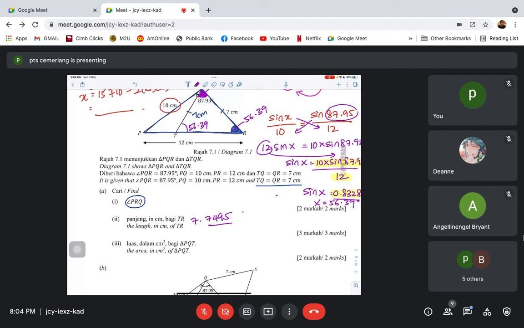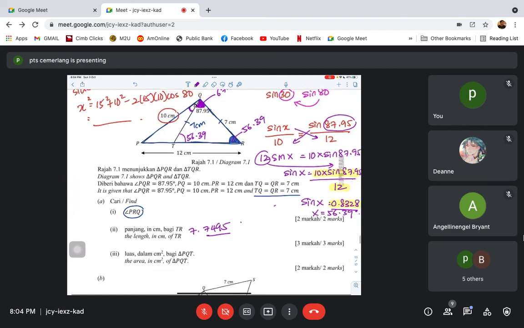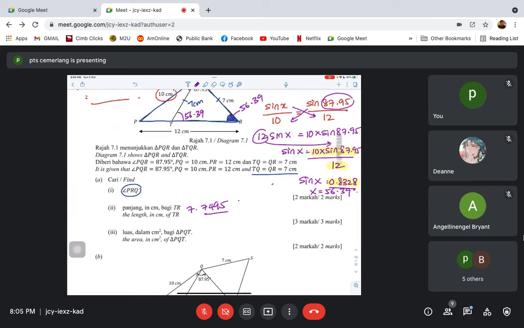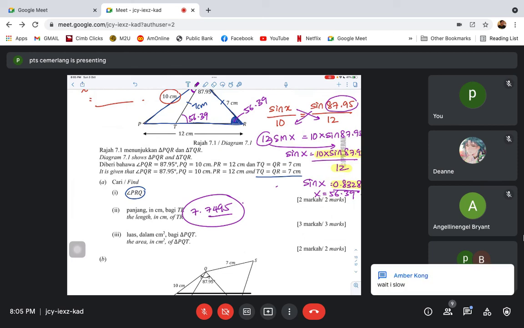This one also you can use your formula of triangle, and supposedly you can get the answer for PQT. You can try that out first. Actually, you can use this angle. Before we look at question 3, for question 2, does anyone have a problem getting this answer? Everyone can? If you can get the answer, can you type 1? Oh, it's okay Amber, slow, no worries.